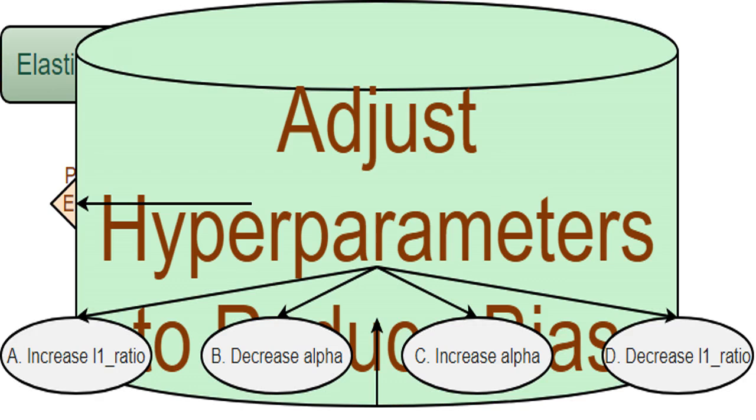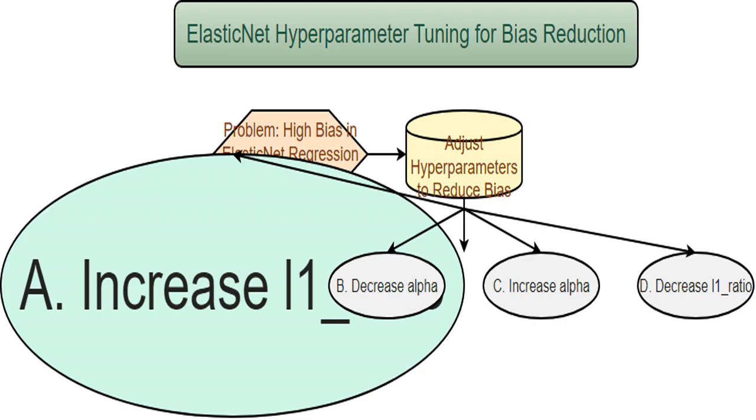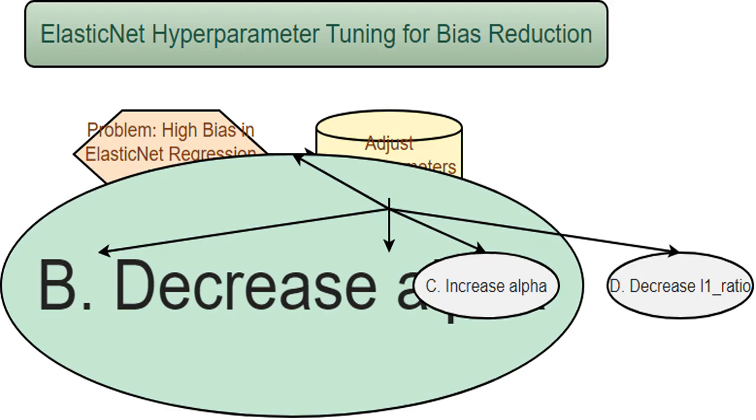Two important settings are alpha and L1 ratio, which control the model's complexity. Changing these will either reduce or increase bias. Increasing L1 ratio makes the model more like lasso regression. Lasso often leads to higher bias because it forces many model coefficients to zero. So, this is a bad idea for fixing high bias. This is a great idea.